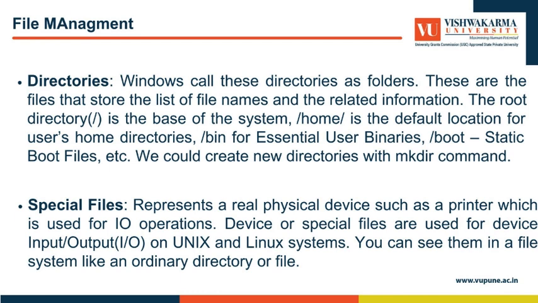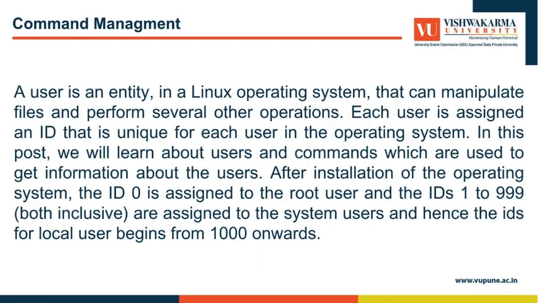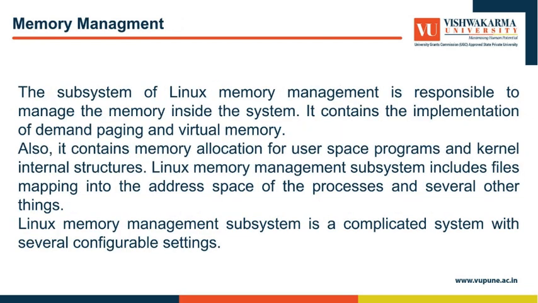Next, directories. Windows calls directories folders. These are files that store the list of file names and related information, starting from the root directory. And the last one is special files, which represent a real physical device such as a printer, and are used for input output operations. And next, command management.